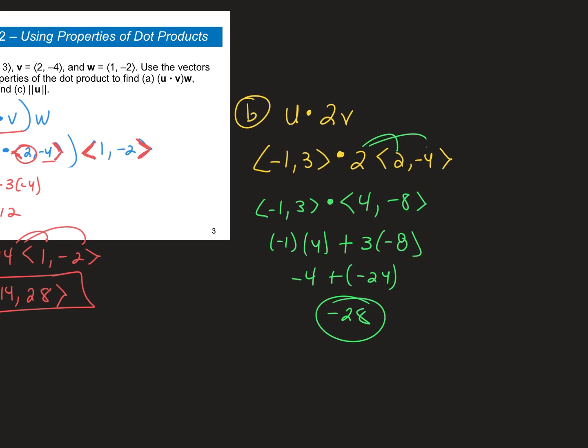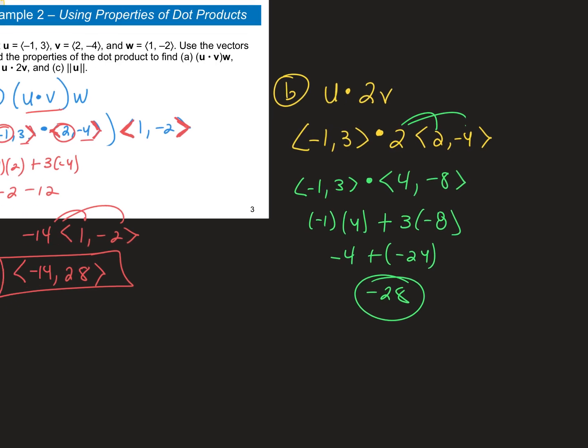Good. Do you see the difference between those two questions? Letter A said find the dot product first, then multiply it into vector W. B said multiply into vector V first, then find the dot product. You guys have to understand parentheses in order of operations.